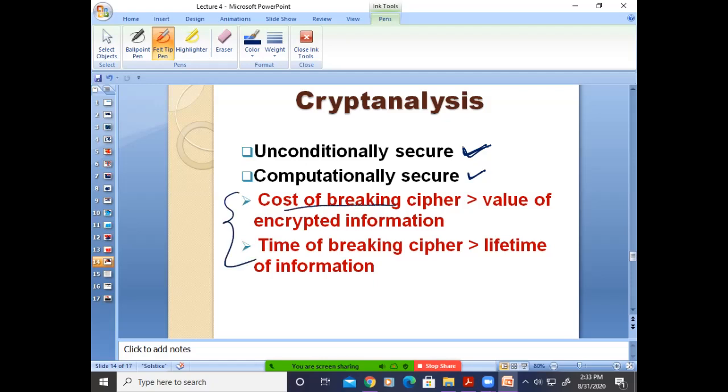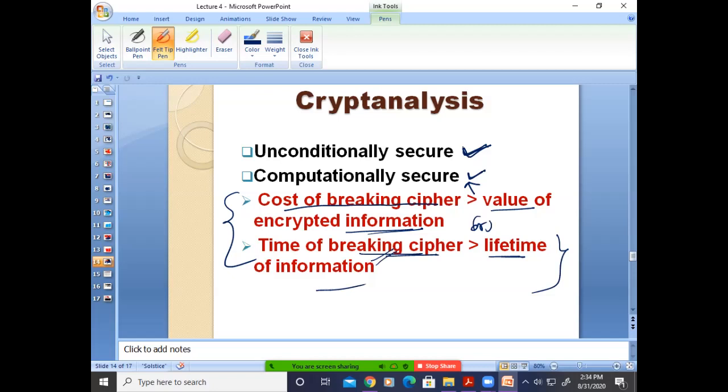If the cost of breaking the cipher is greater than the value of the encrypted information, then we can say it is computationally secure. Or if the time of breaking the cipher is greater than the lifetime of the information. Suppose breaking this cipher takes 1 day and the lifetime of the information is maybe 2 days, then we can easily get the information by breaking the cipher.